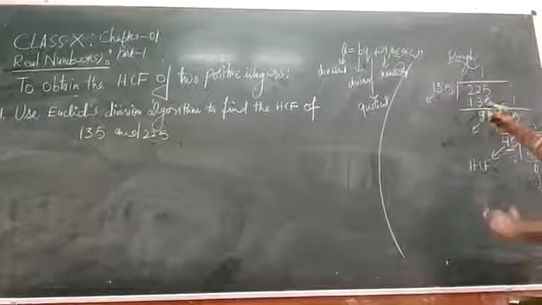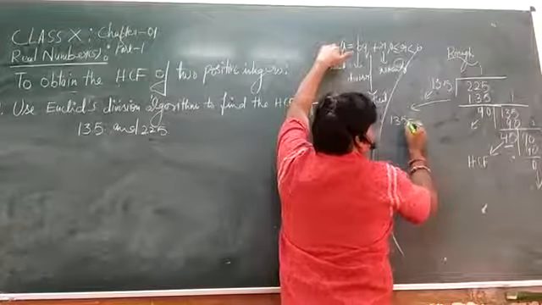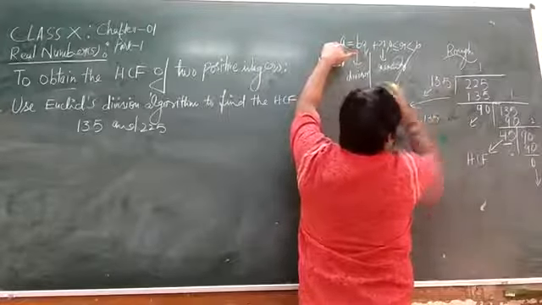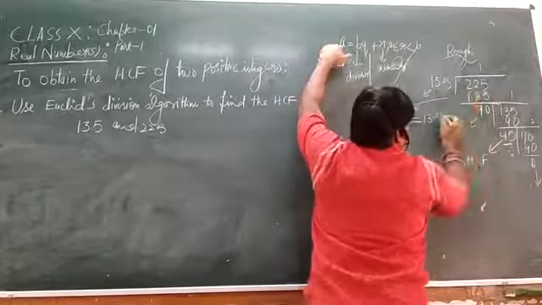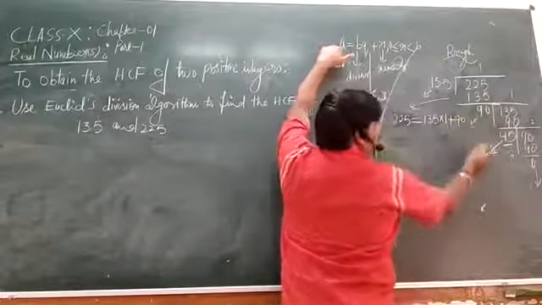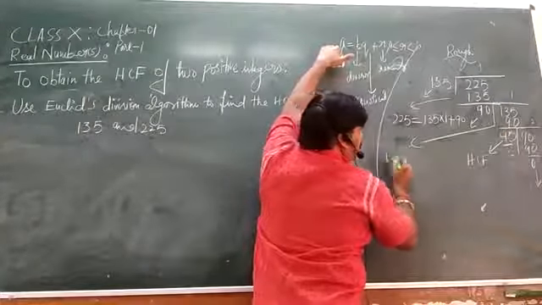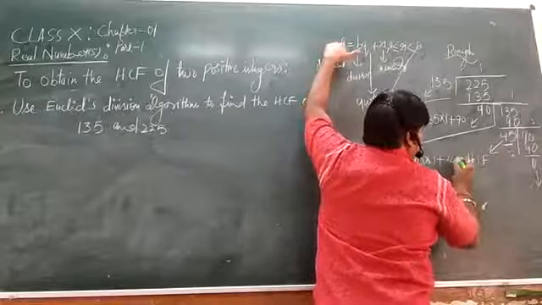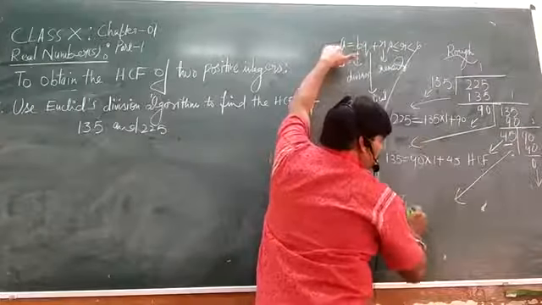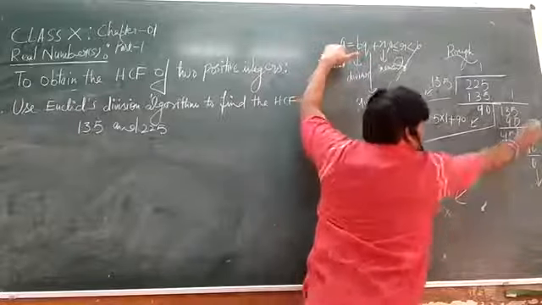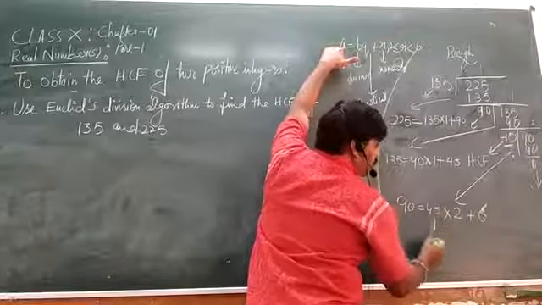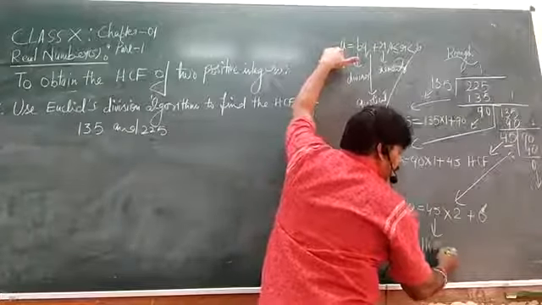So finally, if we write it in this form, the first step we write here is 225 is equal to 135 into 1 plus remainder 90. This is your one step. Second, you get from here: 135 is equal to 90 into 1 plus remainder 45. Third, you are getting from here: 90 is equal to 45 into 2 plus remainder 0. So here, as the remainder comes 0, your last divisor will be your HCF. So HCF is equal to 45.